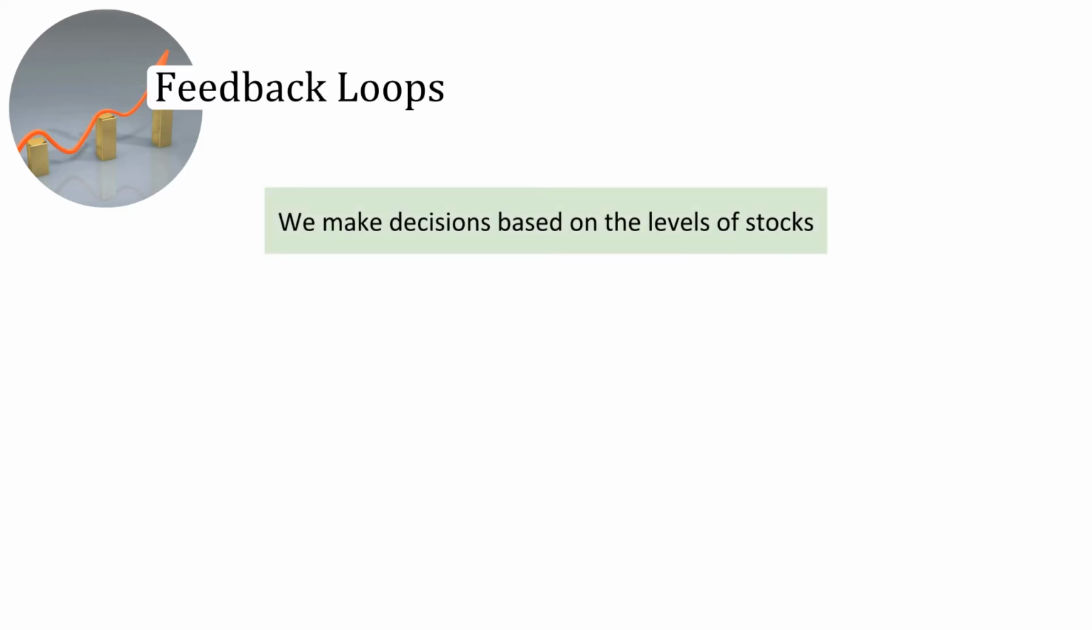So far, in the systems we've examined, the in and outflows from stocks have been independent of the levels of those stocks. But in general, this isn't the case. Usually, we tend to make decisions based on the levels of stocks. So, for example, we might adjust our spending habits based on the amount of money we have in our bank accounts. And sort of this process creates feedback.